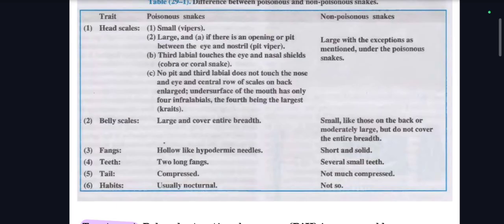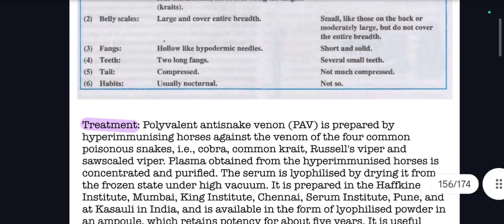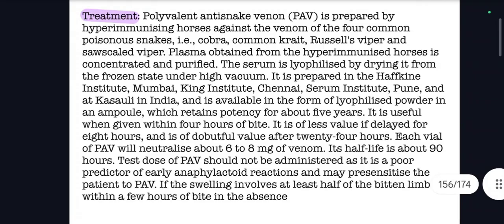Fangs. Fangs are hollow like hypodermic needles, and these are short and solid in non-poisonous snakes. Teeth: 2 long fangs are there, this is very important, 2 long teeth are there in poisonous snakes, but several short teeth are there in non-poisonous snakes. Tail is compressed in poisonous and not compressed in non-poisonous. Habits are usually nocturnal, and these are not so in non-poisonous snakes. So these were the differentiating points regarding poisonous and non-poisonous snakes.